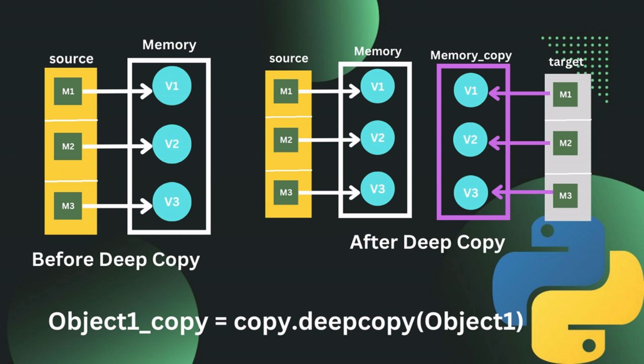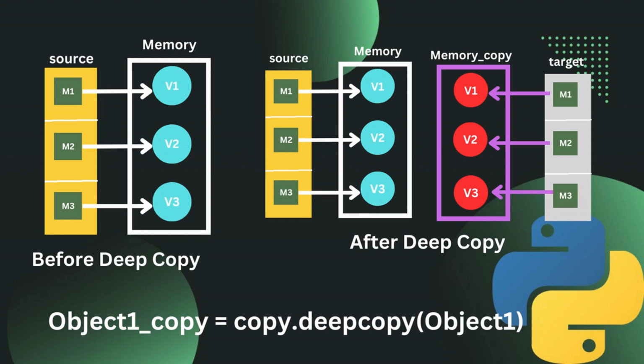So I'll take the same example where I have a source object with three different members, M1, M2, and M3, each pointing to its corresponding values V1, V2, and V3 in the memory. When I create the deep copy of a source object using the deepcopy method from Python, a completely new memory area will be allocated for the target object, and deepcopy will create a new object and also recursively copy all the elements from the source object to the target object.